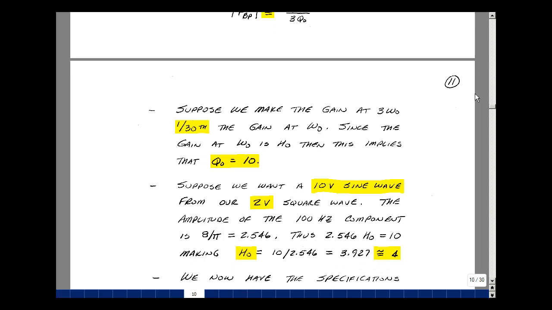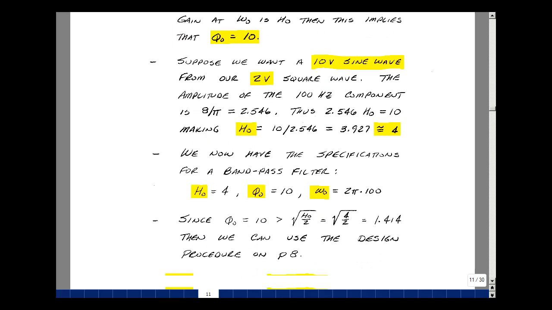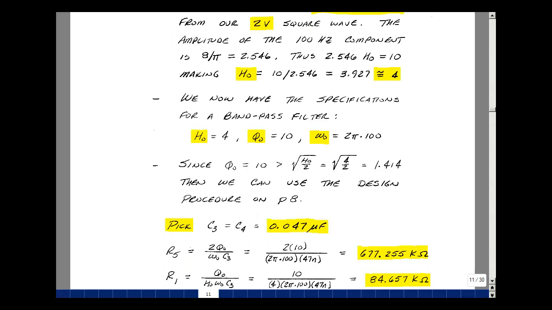Now, suppose that I want from this 2-volt square wave a 10-volt sine wave. So my scale factor with the fundamental frequency was 8 over pi, which is 2.546. So for a 2-volt square wave, I'm going to get out a 2.546 peak sine wave. I need to multiply this by some number to get 10. That's my gain of h naught at the center frequency. That means that h naught is about 4. I've got f naught, which is the frequency of my square wave, I've got q naught of 10 and an h naught of 4. So these are my parameters for my filter.